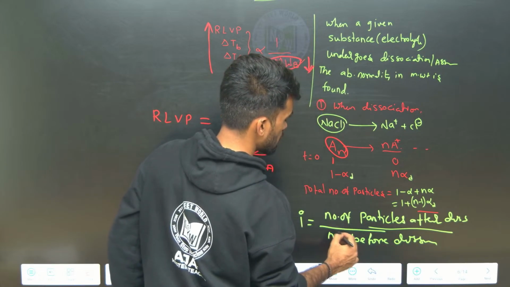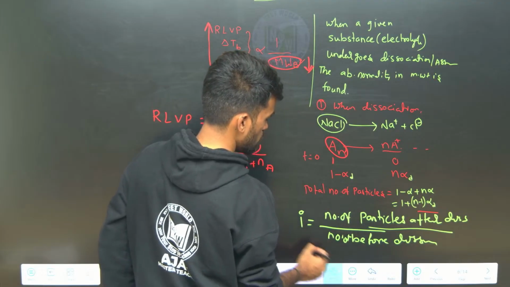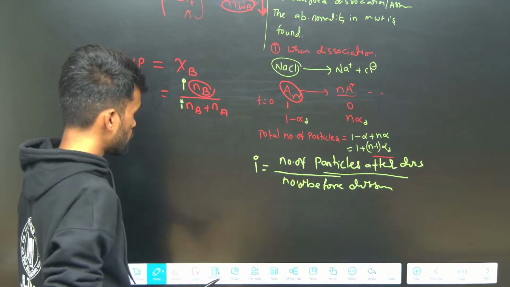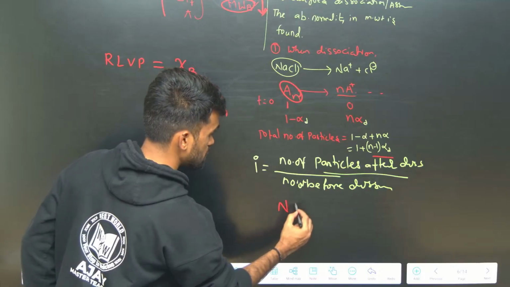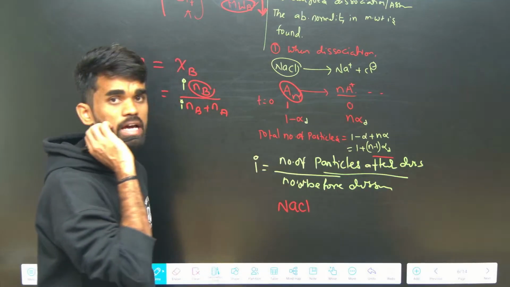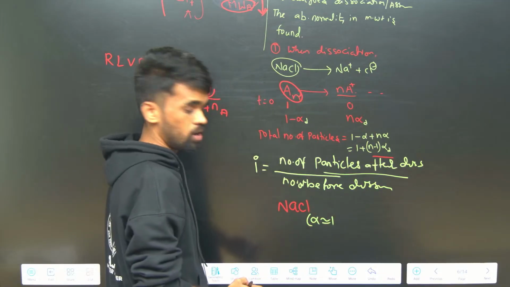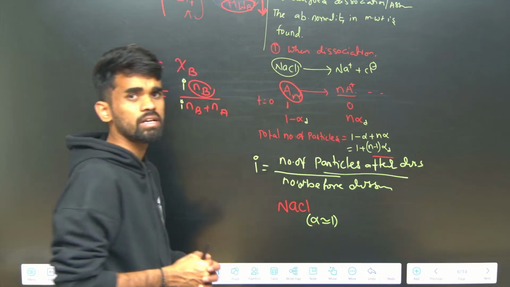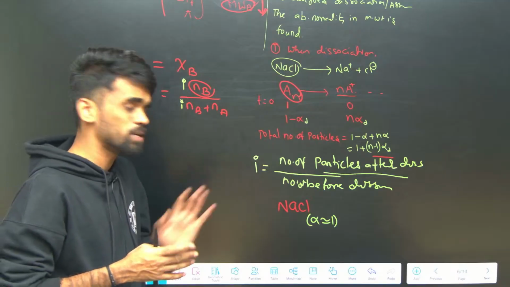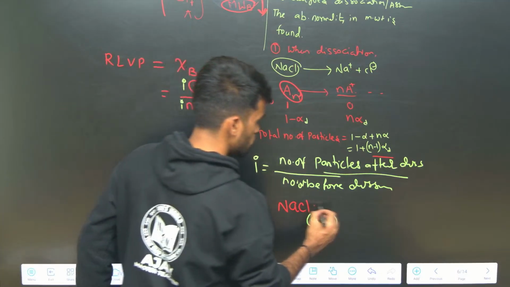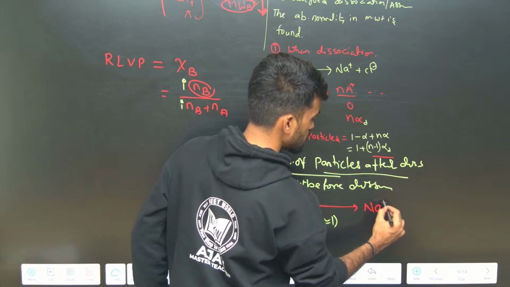Okay, number of particles before dissociation, like this. So for example, NaCl is there. Now we know this is a strong electrolyte. It has an alpha value of how much? Alpha value is 1. Why is the alpha value 1? It is almost 100% dissociation that takes place for this. So it gives us Na+ and Cl-.